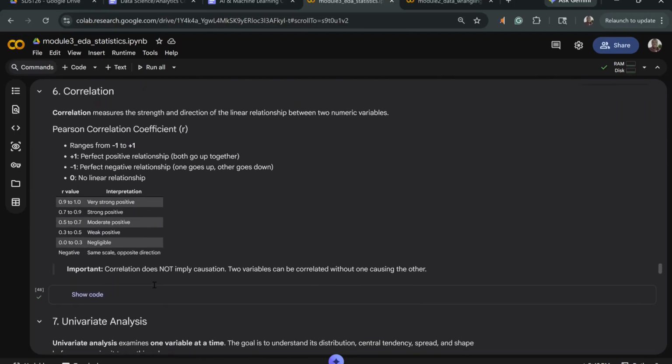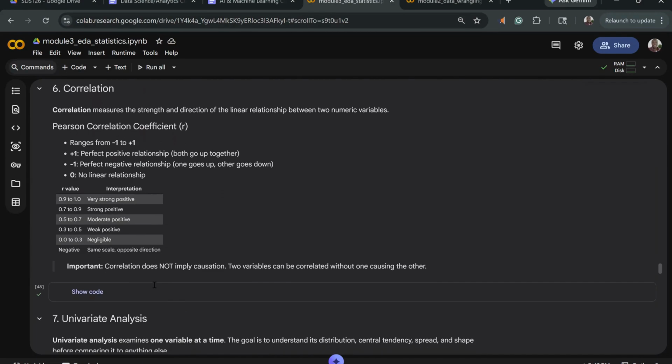Now let's move to correlation. Correlation measures the strength and direction of the linear relationship between two numerical variables. Sometimes we can also check correlation with a categorical variable, but there's a different method that we use for that. For this course, let's just focus on numerical variables. We use the Pearson correlation coefficient, which you don't have to worry so much about. This is advanced statistical analysis.